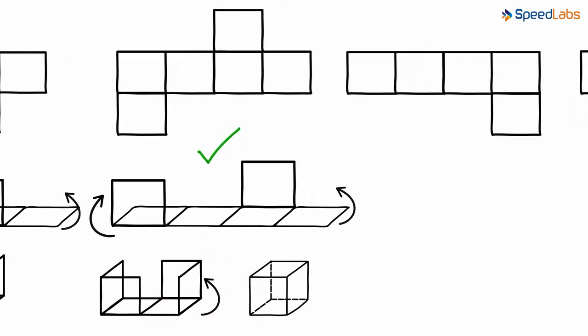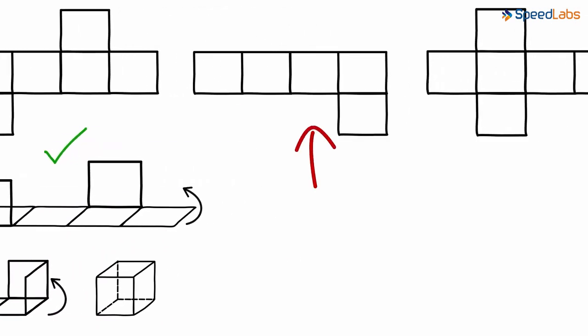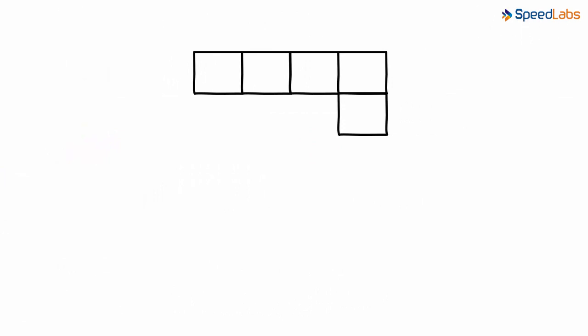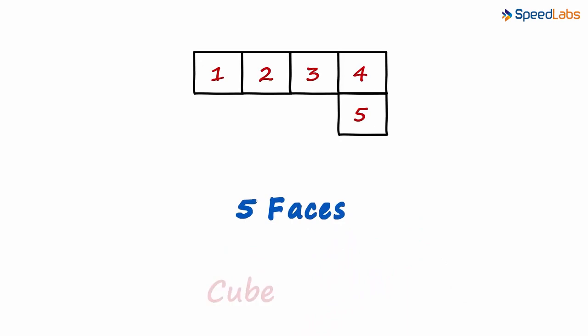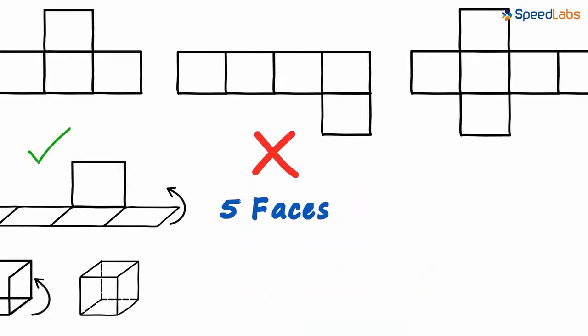What about the third net? Can a cube be formed out of it? Pause the video and give it a thought. It shouldn't have taken you much time. If you observe the figure well, it has just 5 faces. Not enough to form a cube because a cube has 6 faces. So, a cube cannot be formed from this net. And what about the 4th figure? Pause the video and try it out.